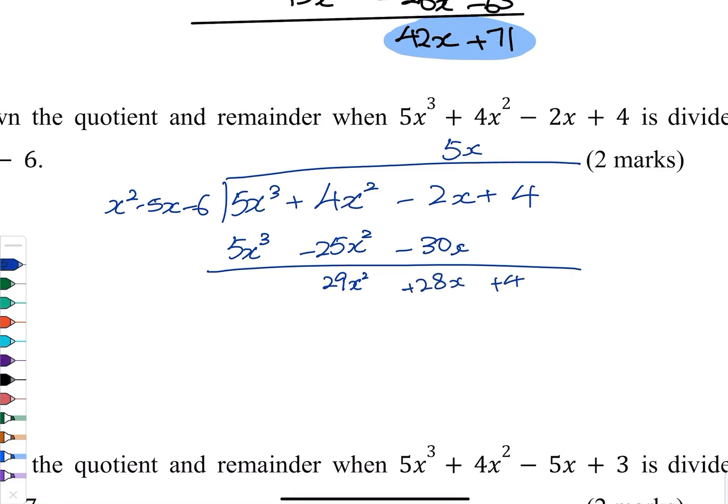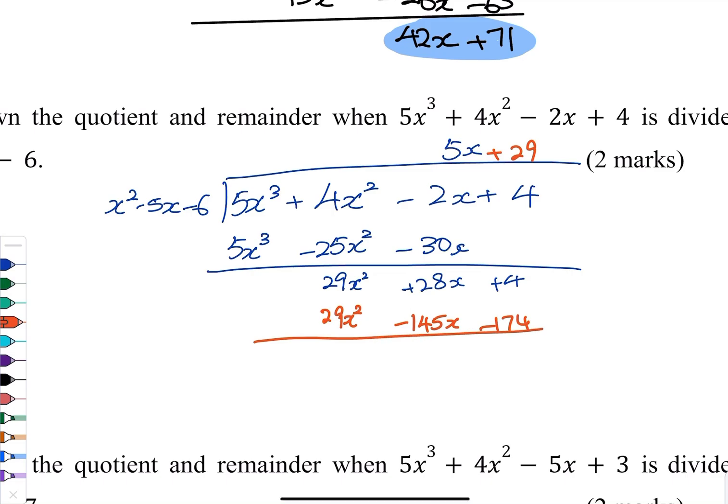And then redo the whole thing. 29x squared divided by x squared, you get 29. And then negative 5 times 29, what do you get? Negative 5 times 29, you can get negative 145x. And then negative 6 times 29, you can get negative 174. Draw the line, hidden minus.